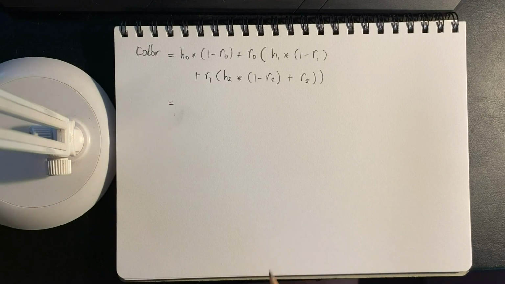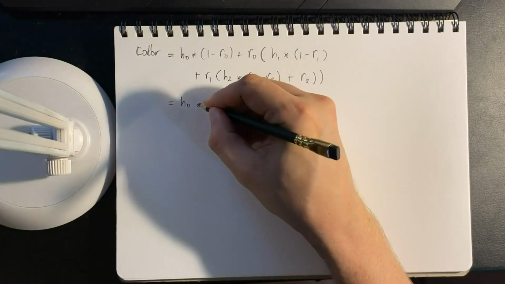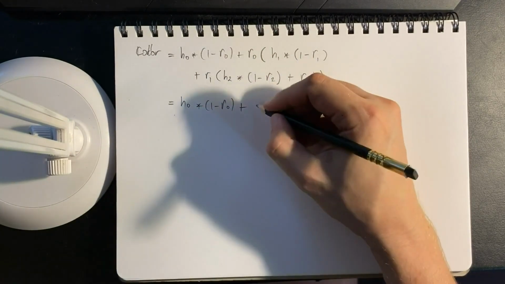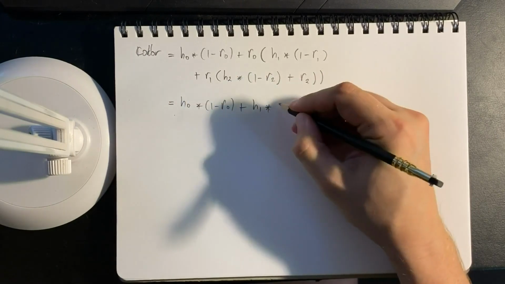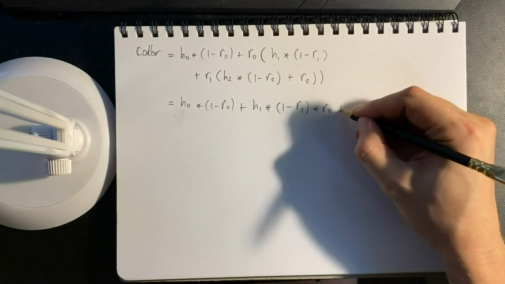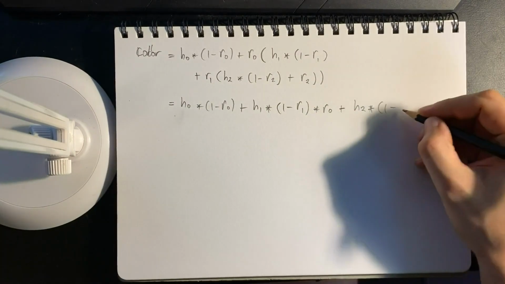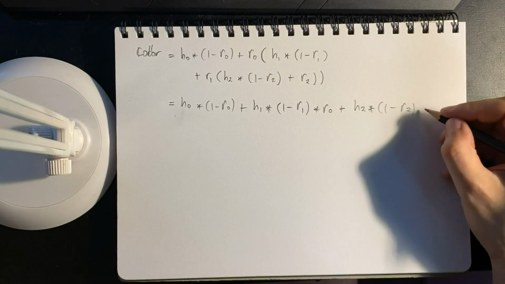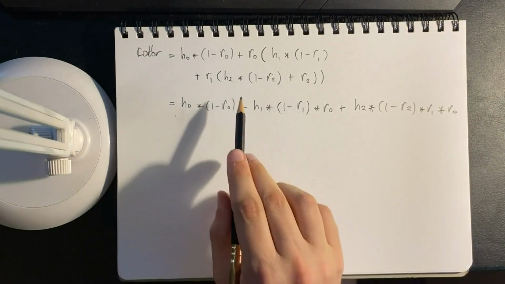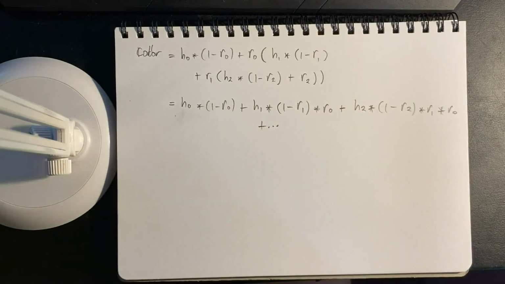So if I look at H0, I have my hit 0 times 1 minus reflectance, plus then if I look at this term here, I have hit 1 times 1 minus reflectance 1 times reflectance 0. And then if I look in here, I have hit 2 times 1 minus reflectance 2. This is a lot of fun. Times R1 times R0, because as you see, this is nested brackets. And hopefully you can see that this pattern will continue on and on and on.